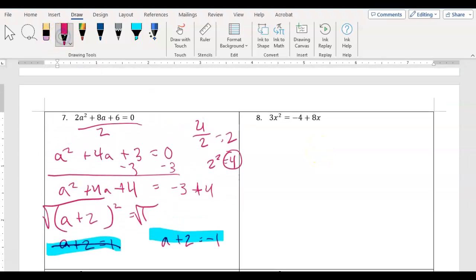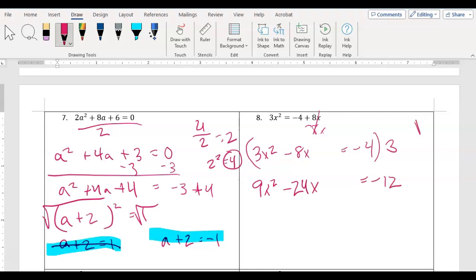Number 8 is not tricky at all, but they put the 8x on the other side. So let's subtract 8x from both sides. We'll get 3x squared minus 8x equals negative 4. And I'm going to leave that negative 4 there because I'm just working on completing my square. Now, in this case, the coefficient of x squared is 3, and not all these numbers are divisible by 3. So I'm going to multiply by 3 to make it a perfect square. Now we have 9x squared minus 24x equals negative 12.